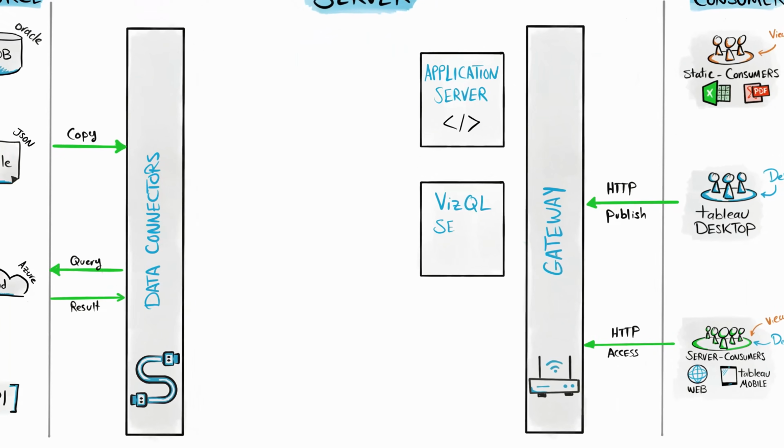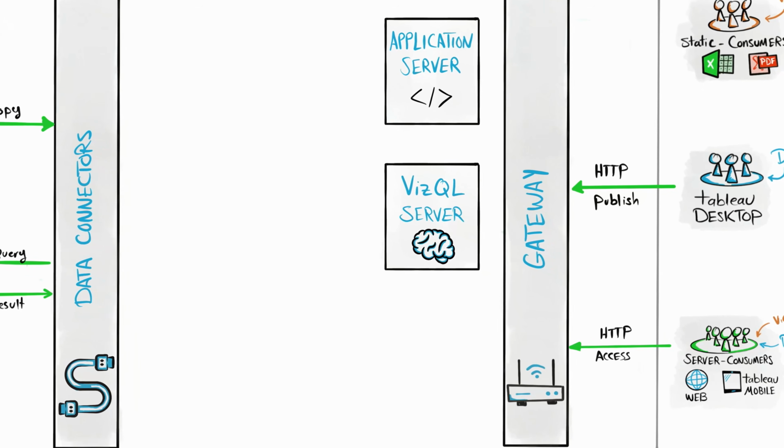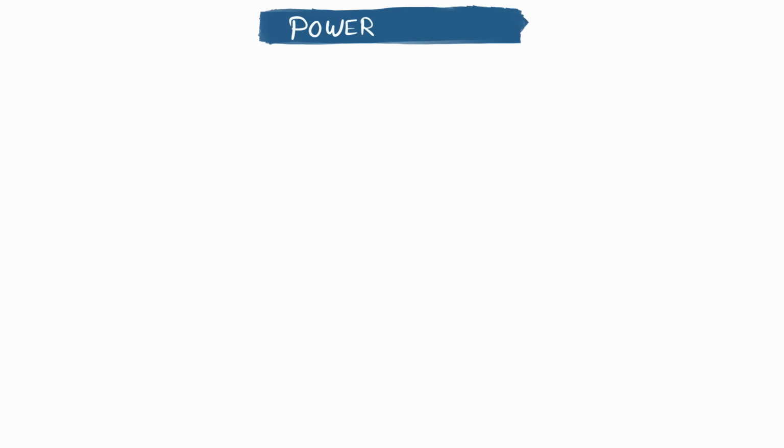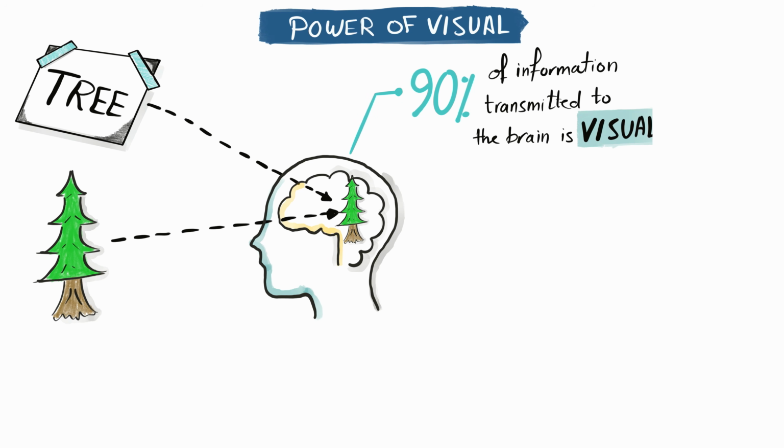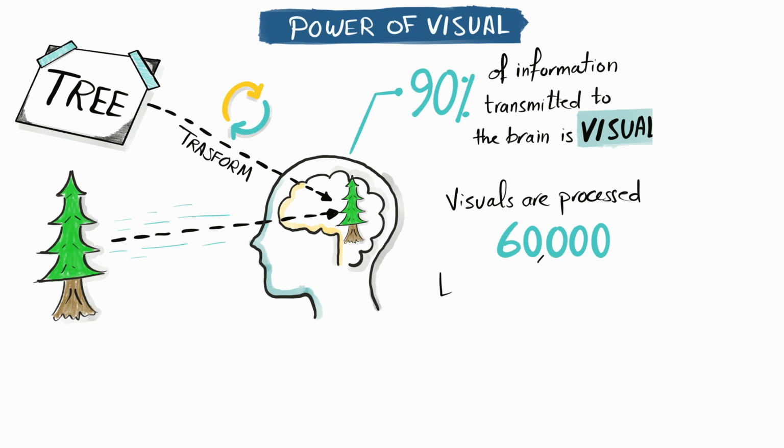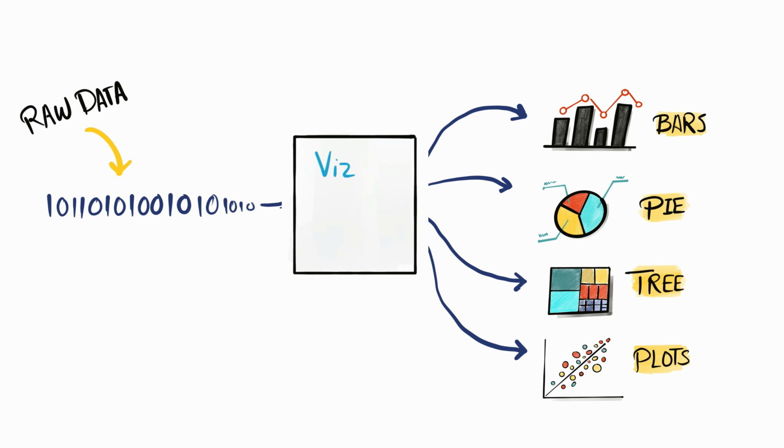Alright, so now we're gonna jump to the next server. We have the VizQL server. This one is gonna be interesting. Previously we talked about the power of visuals and how the human brain transforms text into visuals and images. The VizQL is like our brain. It's gonna do the magic by converting numbers and text into visuals and images.